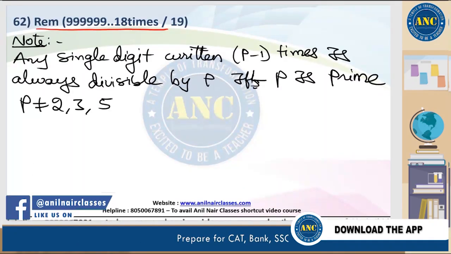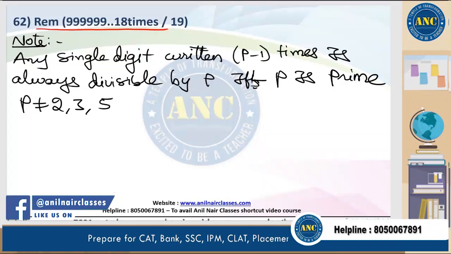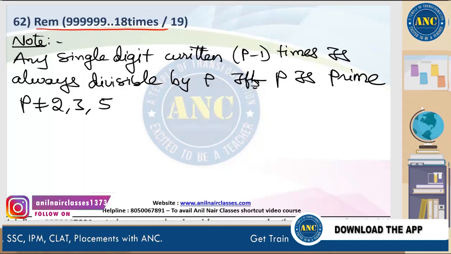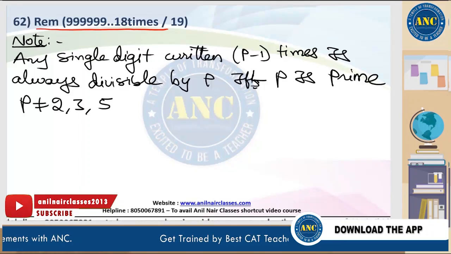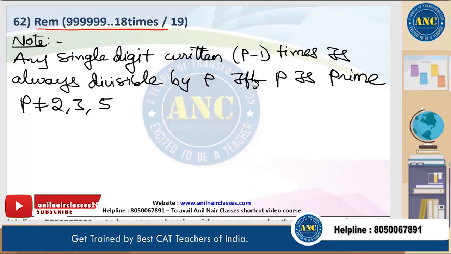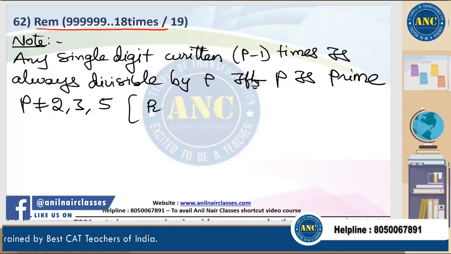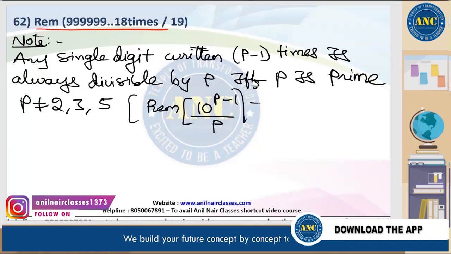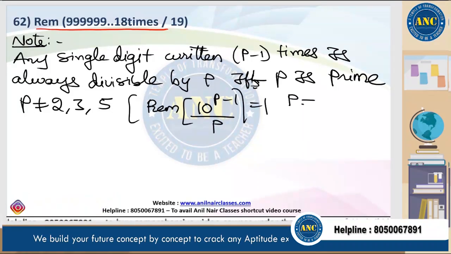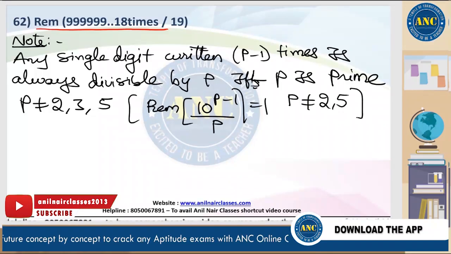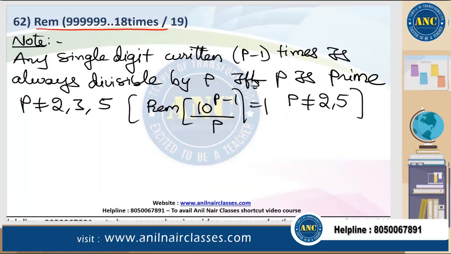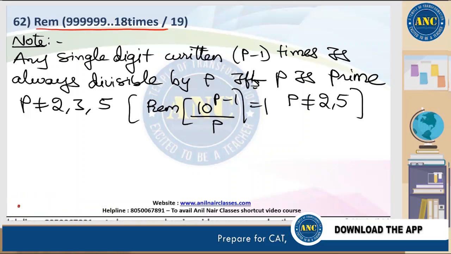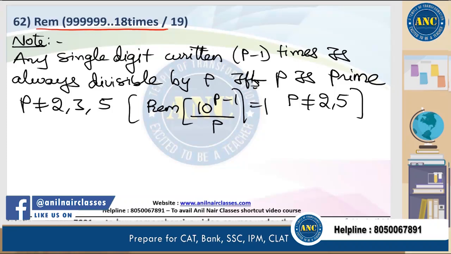Please write down this very, very important conclusion taken from Fermat's theorem. Any single digit written p minus 1 times is always divisible by p if p is prime other than 2, 3 and 5. This is derived from the remainder of 10 power p minus 1 divided by p, which is always 1, for p not equivalent to 2, 5. This is based upon this theorem.